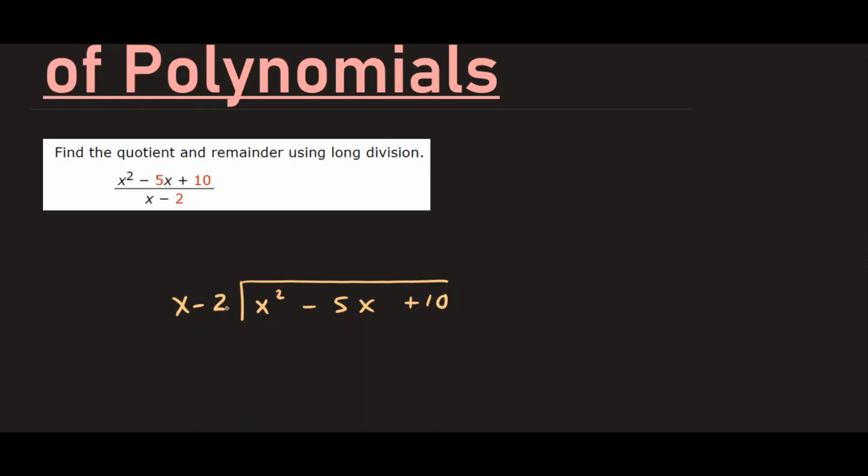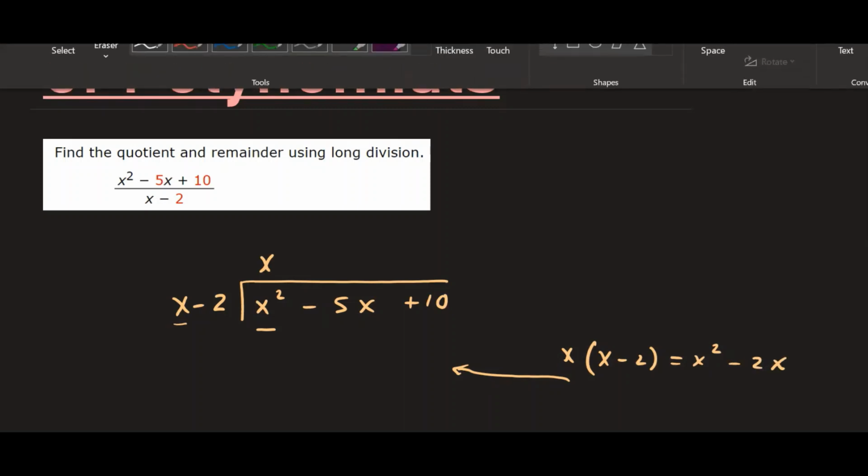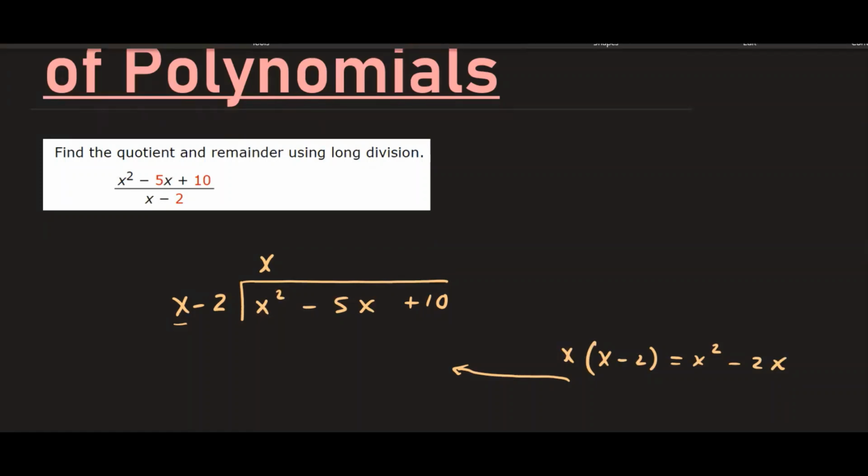So you ask yourself, x times what will give you x squared? And that's what we're going to put right on top. So we know that x times x will give us x squared. So we have x times our divisor, which is x minus 2. And that's what we're going to put underneath these numbers. So we get x times x, that's x squared. And then x times negative 2, that's negative 2x. So that's what we're going to put right underneath these terms.